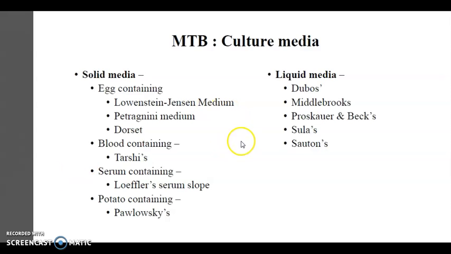And among the several liquid media, it includes Dubos medium, Middlebrook medium, Proskauer and Beck's, Sula's, and Sauton's medium. Liquid media are not generally employed for routine cultivation but are used for sensitivity testing, chemical analysis, and preparation of antigens and vaccines.